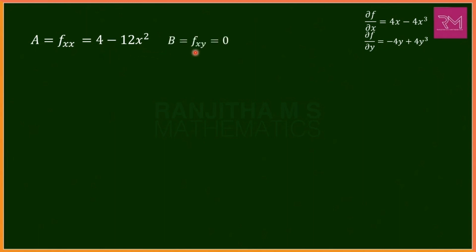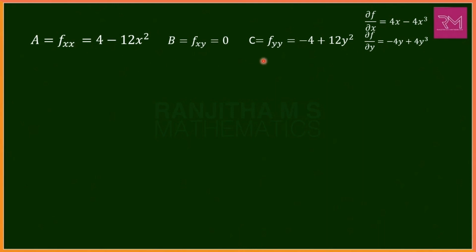In a similar way, b value is fxy. That means del square f by del x del y. That means you have to differentiate del f by del x with respect to y partially. Here there is no y term. Hence, we get b value is 0. Similarly, c is fyy. That is del square f by del y square. That is, we have to differentiate del f by del y again with respect to y partially. Hence, we get here minus 4y differentiation is minus 4, plus 4 into differentiation of y cube, which is 3y square. Hence, we get 4 into 3 is 12y square.